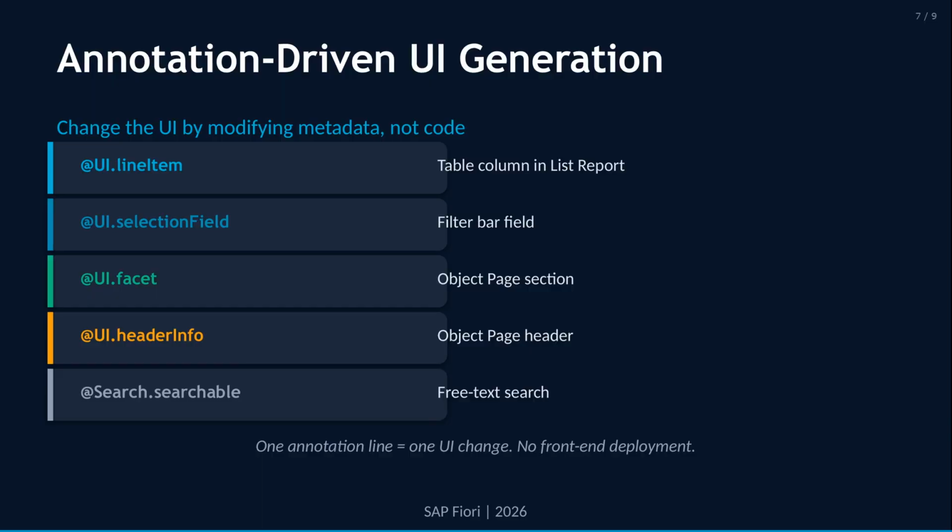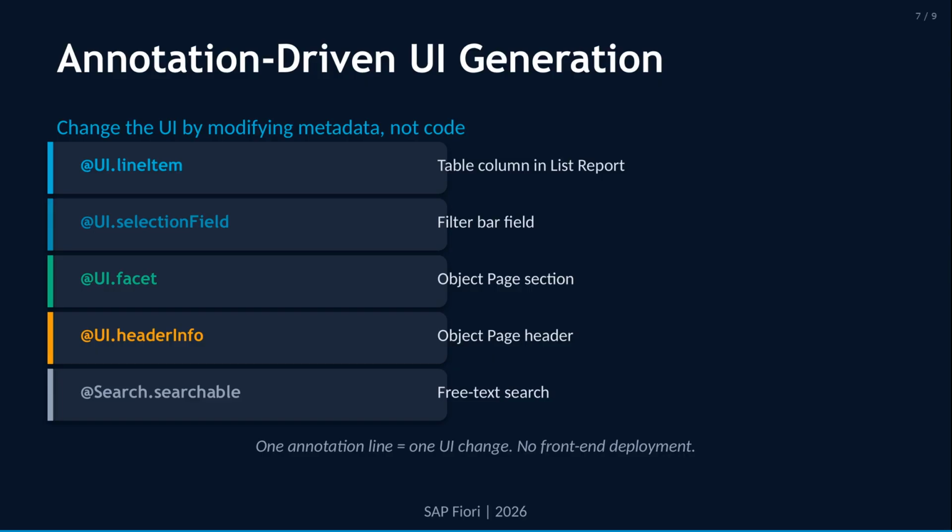Annotations are the bridge between your CDS data model and the Fiori Elements user interface. There are three categories. UI annotations control the visual layout, which fields appear as table columns, which appear in the filter bar, which are grouped into facets on the object page. Common annotations include @UI.lineItem for list columns, @UI.selectionField for filter bar fields, and @UI.facet for object page sections.